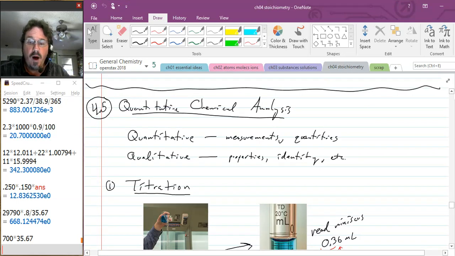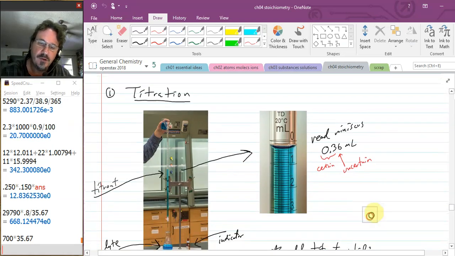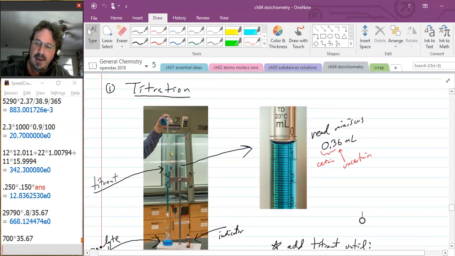As opposed to qualitative analysis, where you're just trying to look at the identity. You're just trying to identify, hey, what did I get? What's the identity of it? I'm not so much worried about percent yields or anything like that. Okay. So in 4.5, we are trying to look at quantitative analysis, so taking careful measurements of exactly how much. The book goes through two main, there's actually three, but two main types of quantitative analysis.